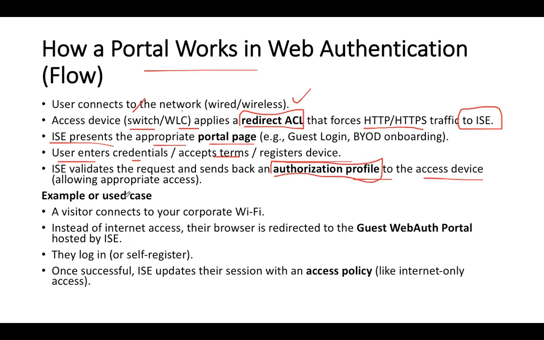Or let's say, some examples, right? A visitor connects to your corporate Wi-Fi. Instead of internet access, their browser is redirected to the guest web auth portal, that is basically ISE, right? They log in or self-register. Once successful, ISE updates their session with an access policy. You would create the access policy, like internet-only access, or however you want the guests' accessibility to be. So that's basically how the portal works.